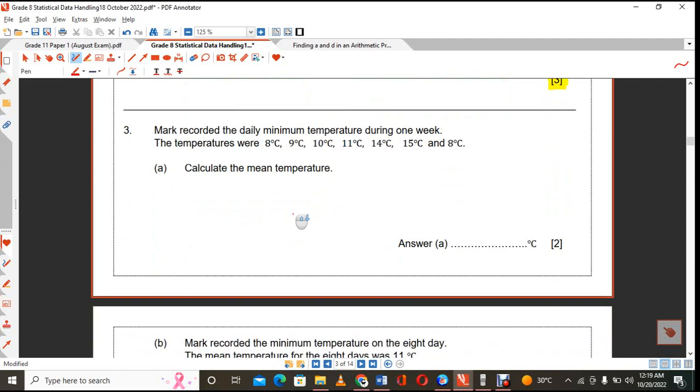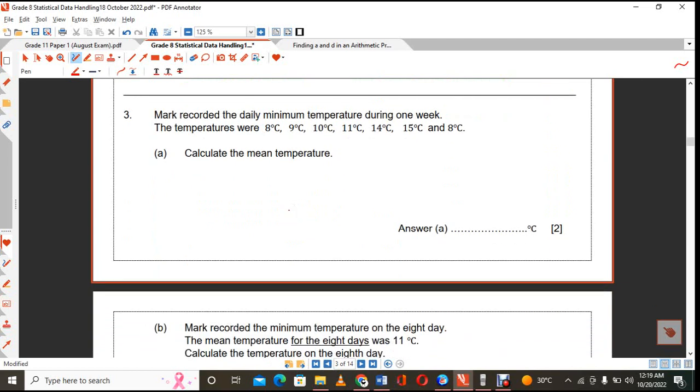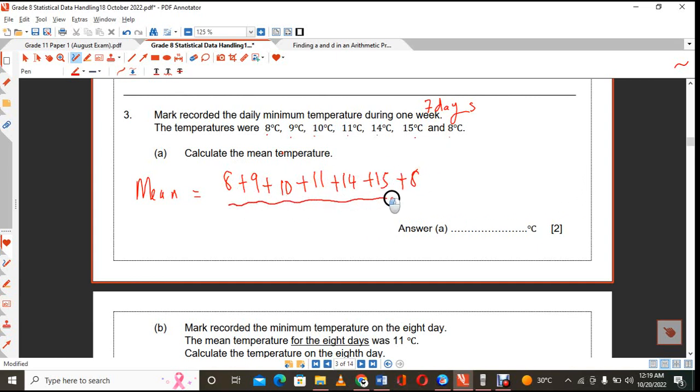The next question, 3A, it says Mark recorded the daily minimum temperature during 1 week. Now remember something, that a week has got 7 days. And surely if you add, that's 1, 2, 3, 4, 5, 6, 7. Mean is the sum of those values. So you take 8 plus 9 plus 10 plus 11 plus 14 plus 15 plus 8 more, and you divide all of that by 7. Please, if you have a funny calculator, rather put brackets like so.